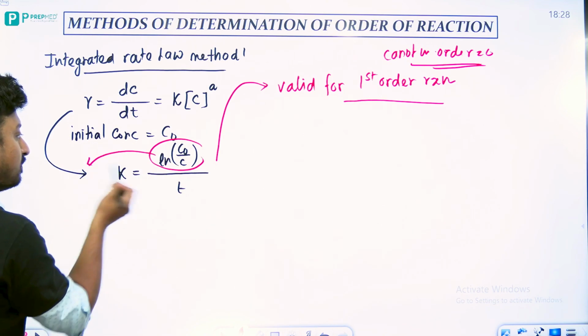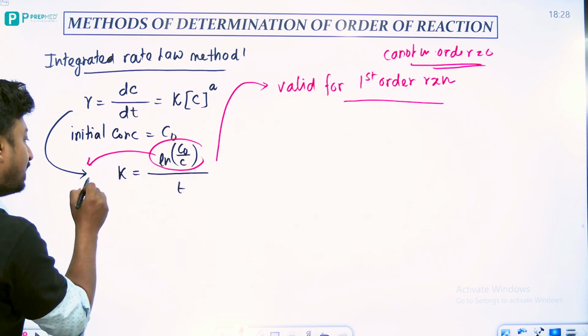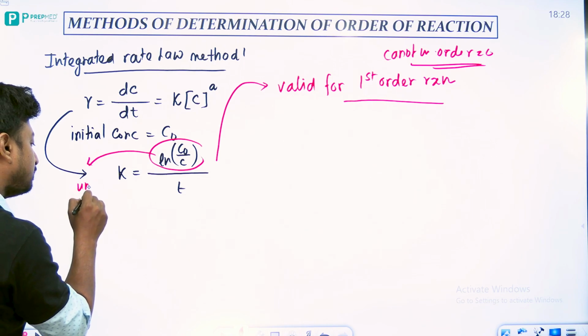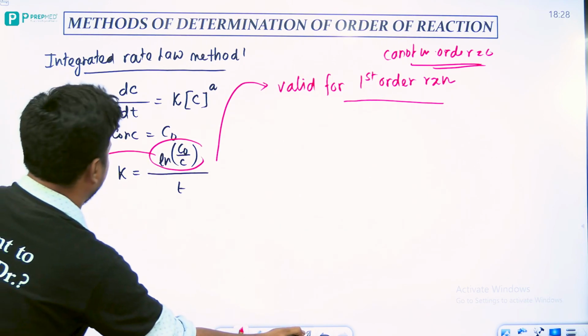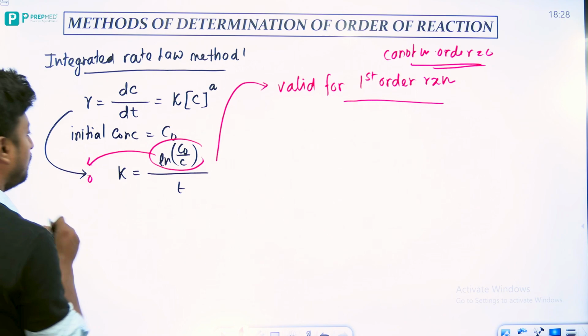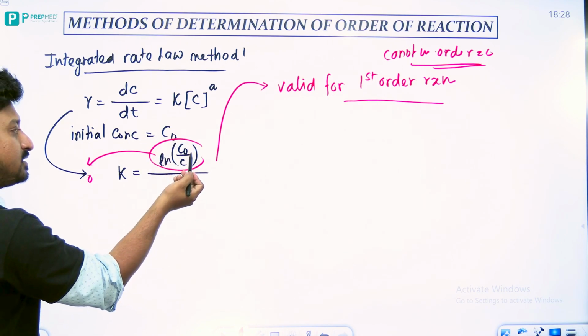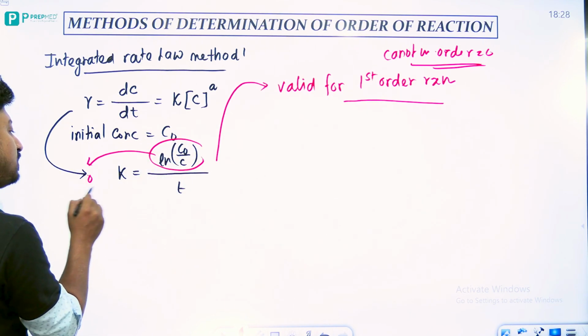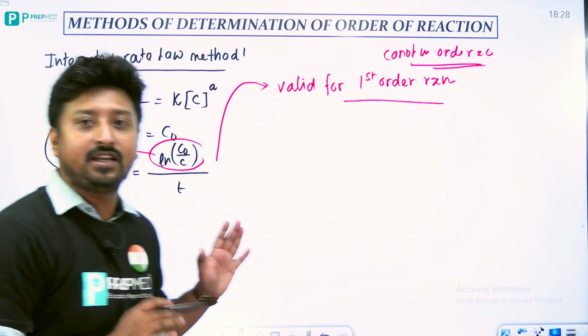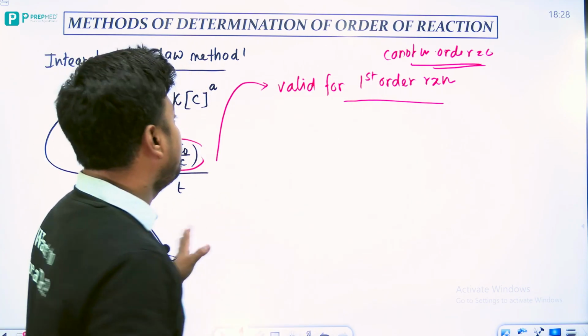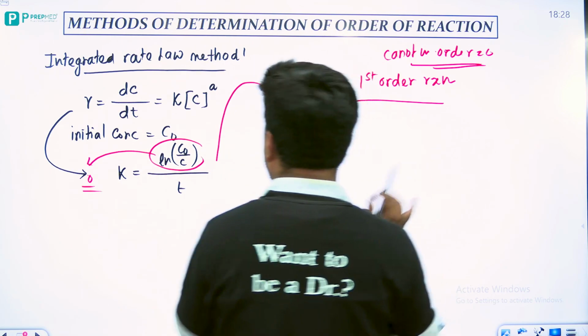If the order is 0, the concentration dependence is 1 and ln 1 is 0, so there will be no dependence. So this equation will not be valid. So simply what we can say is, this is only valid for first order reaction.